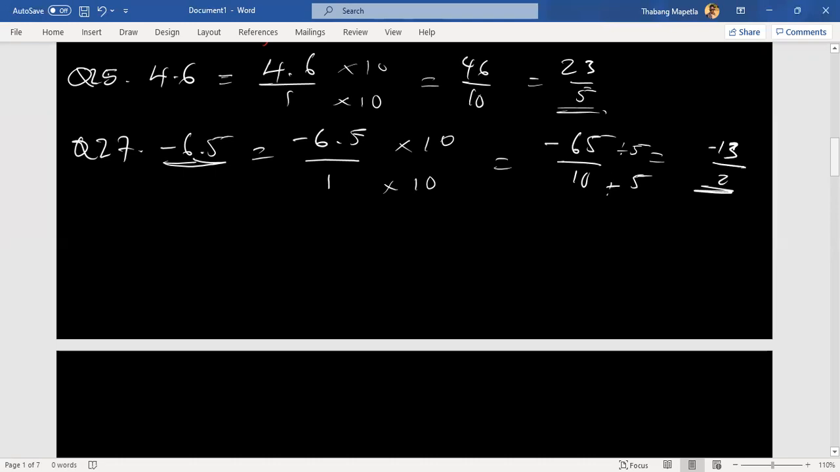I want repeating decimals. Let's see how it rolls. Converting repeating decimals to fractions.